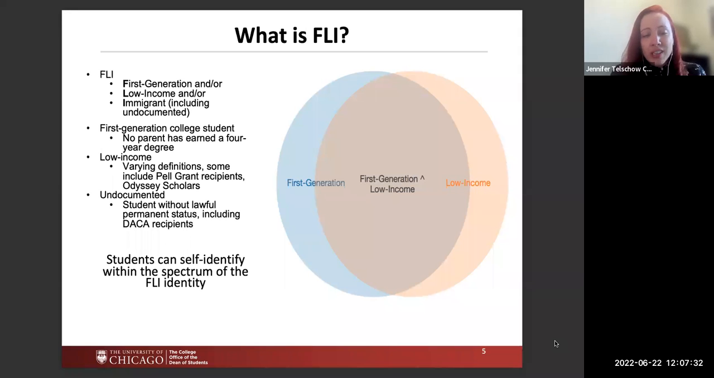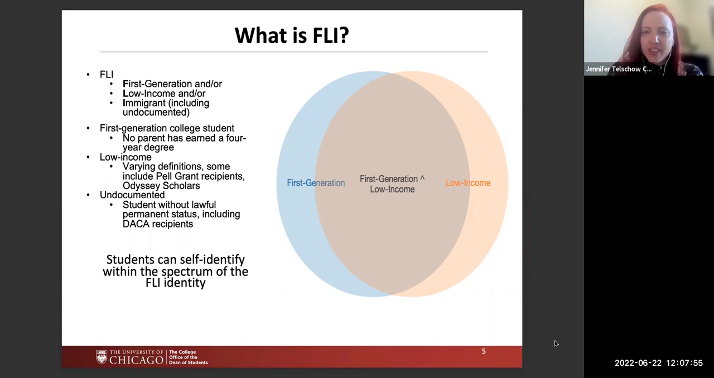Low income is a little bit harder to define, and so a lot of students will self-identify if they're on that spectrum, but usually if you are an Odyssey Scholar or if you have a Pell Grant included in your financial aid, or you come from a family that may make lower income than those around you, then you could fall under low income.